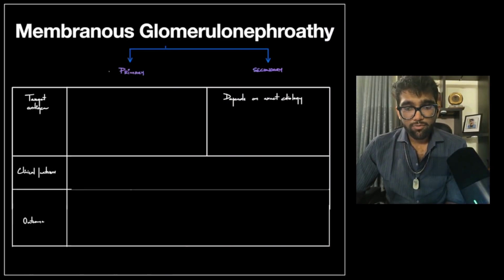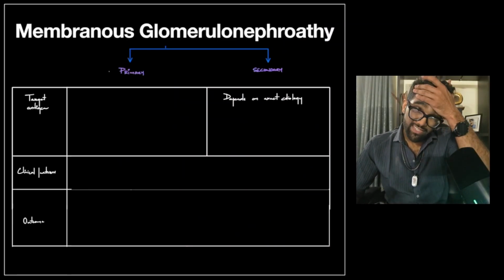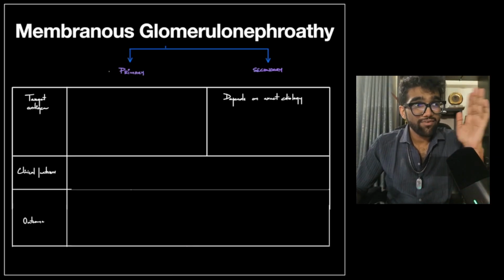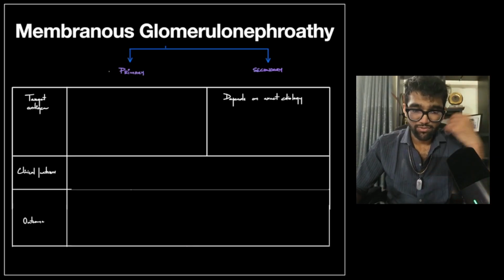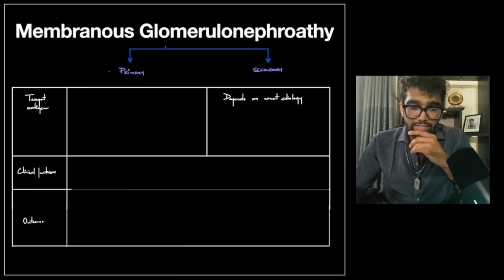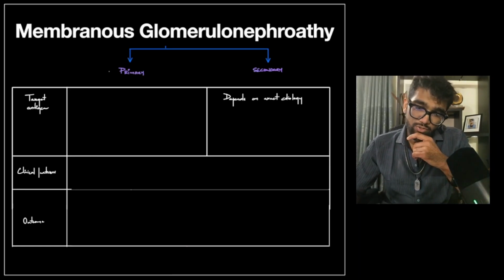Now, membranous GN. That's why I said membranous GN can have selective proteinuria, it can have non-selective, it can have somewhere in between also. So the selectivity doesn't really help us differentiate membranous GN. Now, based on etiology, we divide membranous GN into primary and secondary.